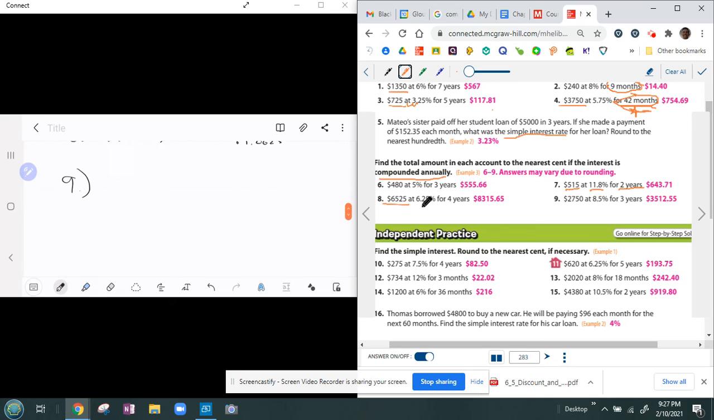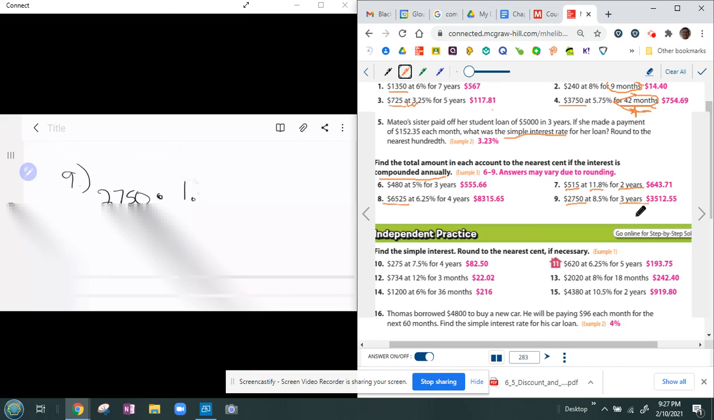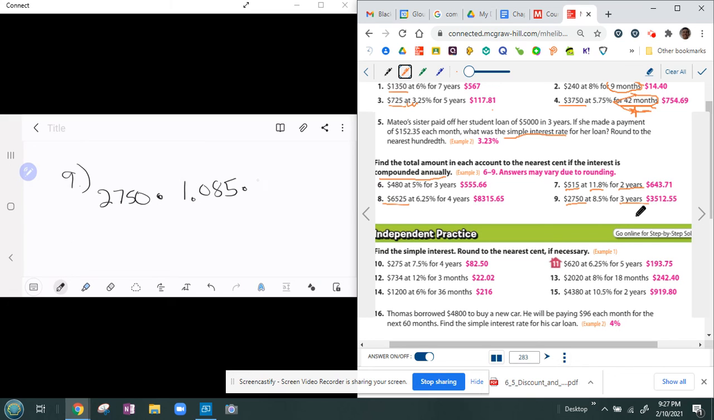All right. Number 9. We're doing that for 3 years. So the quick way to do it is 2,750 times 1.085 times 1.085 times 1.085. 1 year, 2 years, 3 years of all of it and a little bit more, all of it and a little bit more, all of it and a little bit more. Okay, now I wanted to get quickly through 9.